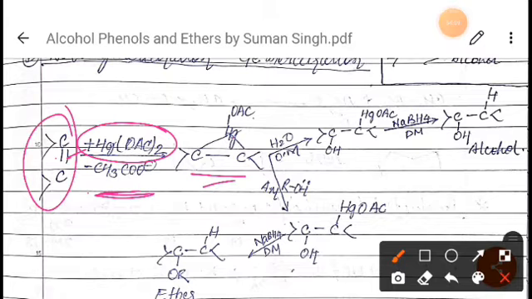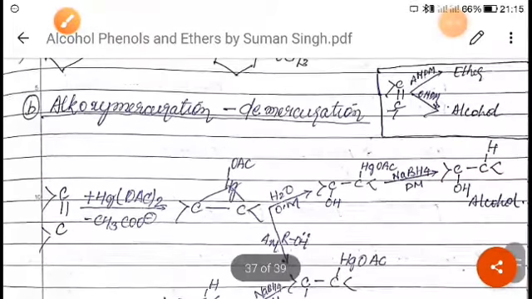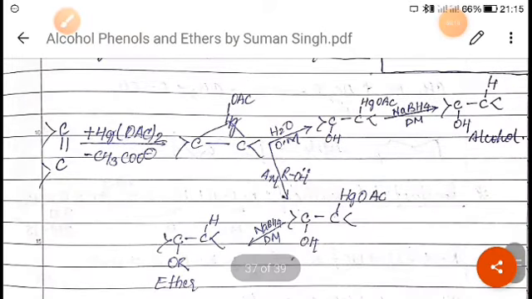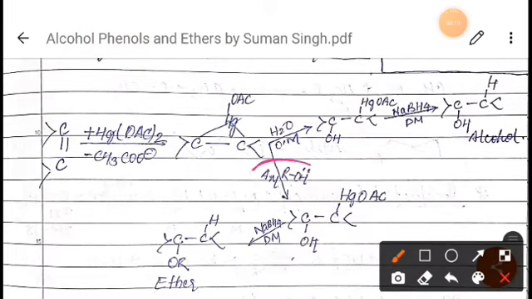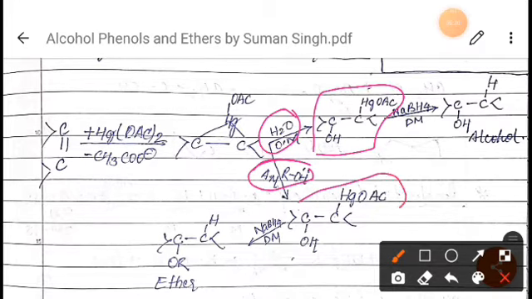Now when we are using water here, it is called oxymercuration. And when we are using alcohol here, it is called alkoxymercuration, right? When you are using an alcohol, it is called alkoxymercuration. When we are using H2O, at that time oxymercuration, and we were getting a product like this. But when we are using ROH, we are getting this, right?